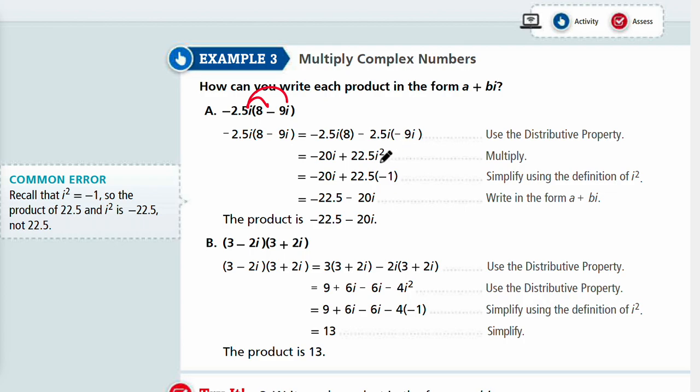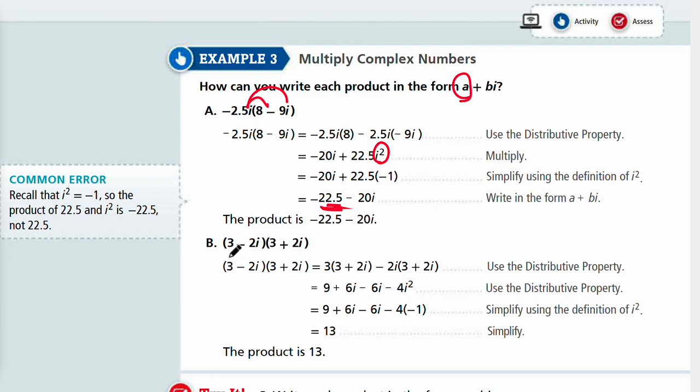i squared will be a real number, so you need to simplify that. i squared would basically be negative 1, right? So then 22.5 becomes a negative 22.5, and put the real number first because that's how your complex number is formatted. And then you're going to write negative 20i.